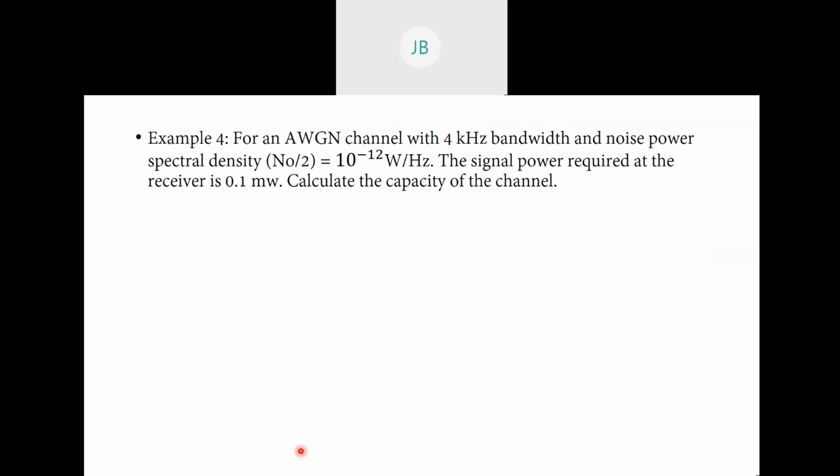So now we will solve an example to understand this concept in more detail. For an AWGN channel with 4 kHz bandwidth, the spectral density of the noise, represented as N0 by 2, is equal to 10 power minus 4 watts per hertz. The signal power required at the receiver is 0.1 milliwatt. So then, in this context, calculate the capacity of the channel.